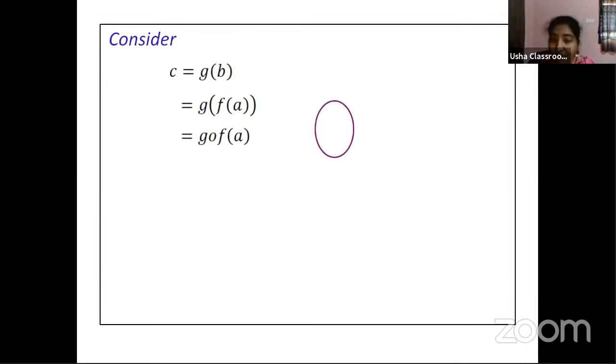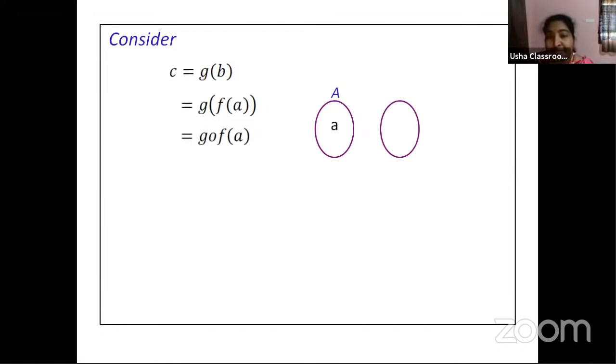Now let us consider C is equal to g of B. But what is B, children? B is nothing but f of A. Now, what is g of f of A? It is nothing but g circle f of A. So g circle f of A is equal to C. This is what you are getting. Now let us see the representation of this in the form of a circle.